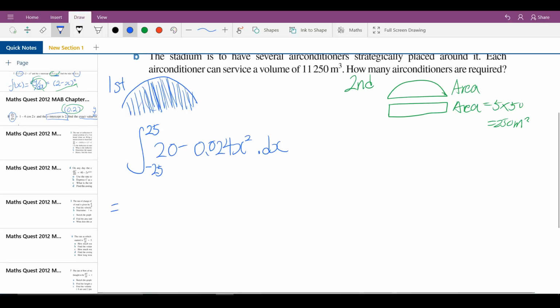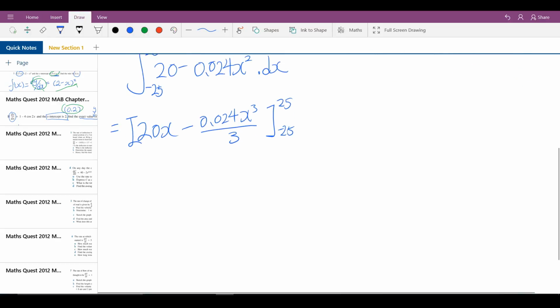That should be fairly easy. 20 gives you 20x minus 0.024, x squared becomes x cubed, and we divide it by the new power. And that's it. There's no c here, be careful, because this is a definite integral. So just put 25 and -25 on there. Let's substitute the values and solve it. It becomes 20 multiplied by 25 minus 0.024 multiplied by 25 cubed all over 3.